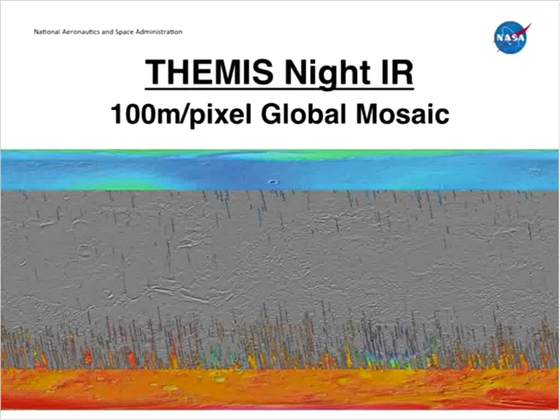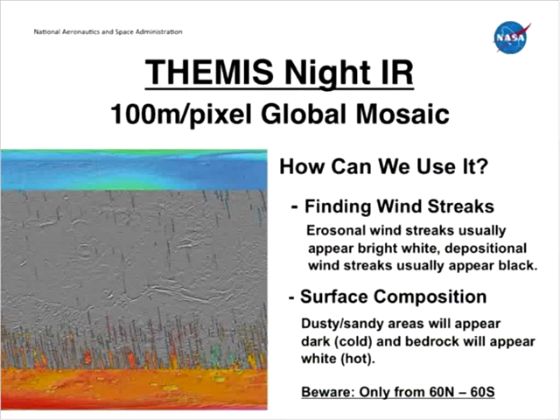Now, a related map is our Themis Night IR Global Mosaic. So this is also a map created using Themis IR images, about 18,000 of them, but these were images taken specifically at night. And so instead of looking at the temperature of the surface during the day, we're actually watching to see what the temperature of the surface is after the sun goes down and things begin to cool off. So how would this map possibly be useful for your projects?